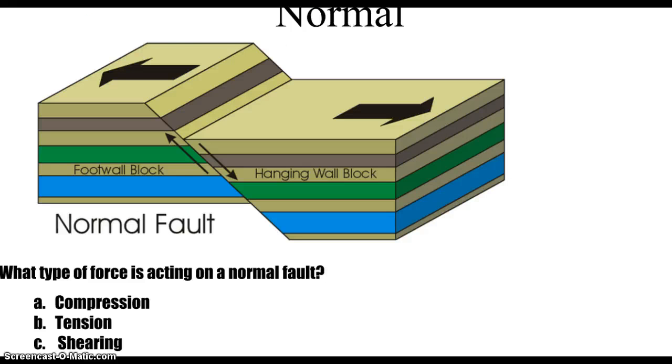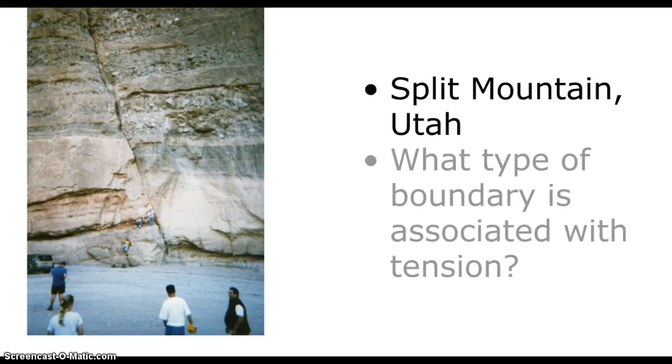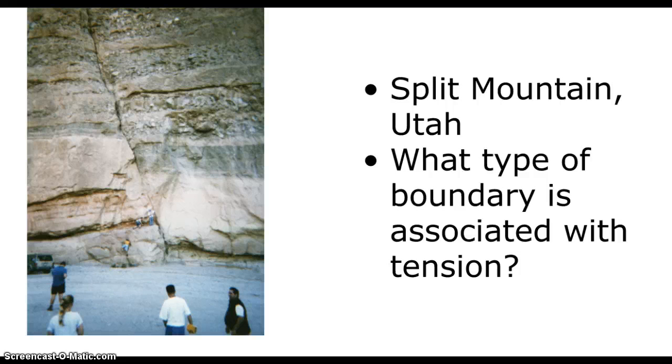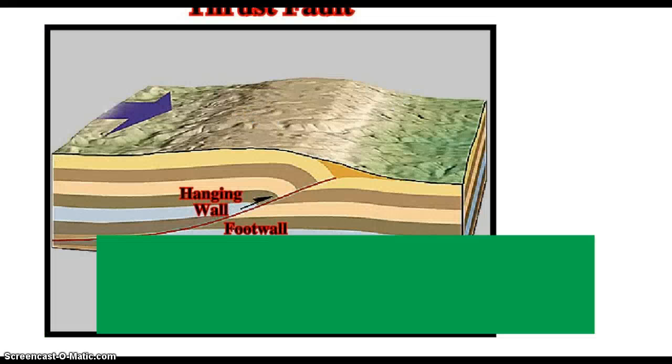So normal faults are when two plates are moving apart. That is also known as tension. And these faults, there's one right there. Here's an example. They tend to be associated with a boundary that has tension on it. Can you guys think of which boundary has tension? You're right. The divergent boundary is when the plates are moving apart. So there's another normal fault.